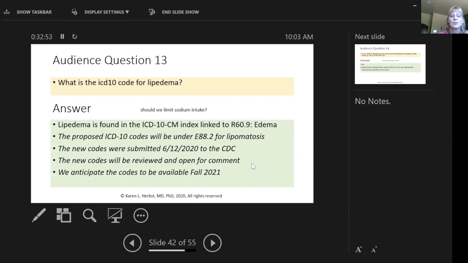So we wrote up a change to the US ICD codes and submitted it on June 12th to the Center for Disease Control. And these new codes will be reviewed. You can actually go to the CDC website when they open up the codes for comment and make comments on it. And we anticipate if everything's approved that these codes will be available in fall of 2021. So it takes a long time for them to get there because they want to be sure that they are good and correct.